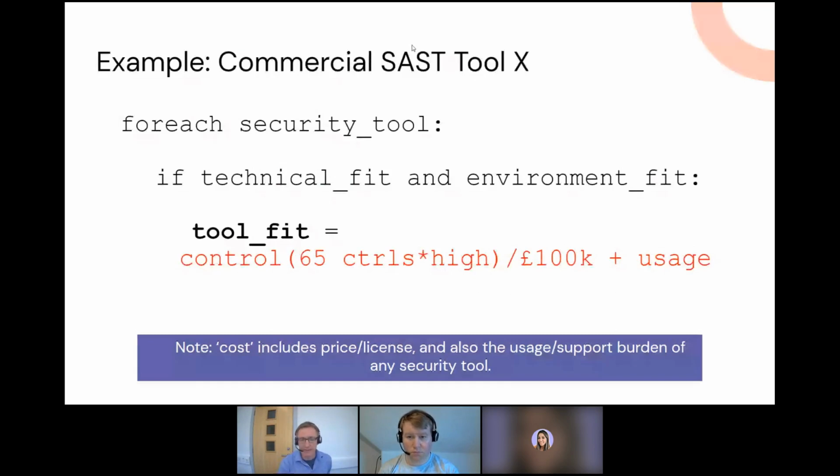And just one other last example of a commercial, say, static analysis tool. Assuming again you've got a technical and environment fit, say a good range of controls, something like 65 or whatever controls would be covered, and they're maybe high priority to you. Then what you can do is say, right, well, do we have the budget? Do we have 100K to buy the licenses for this? Do we have that in our budgets section?